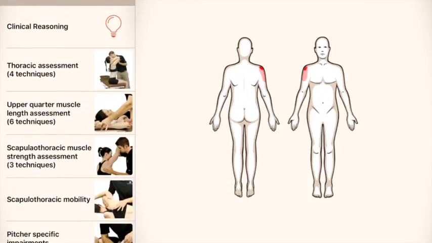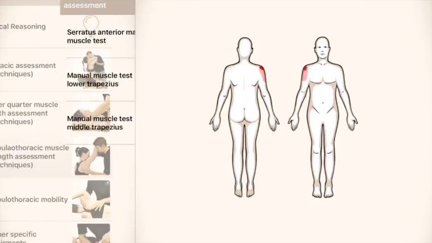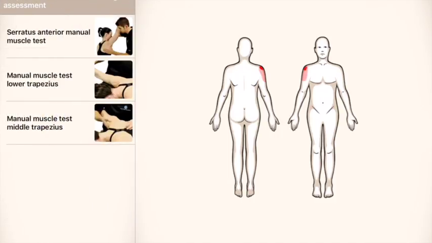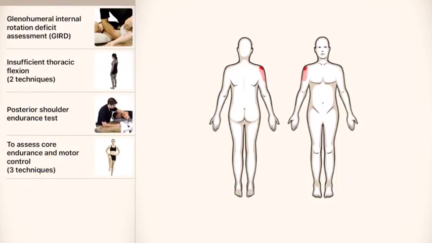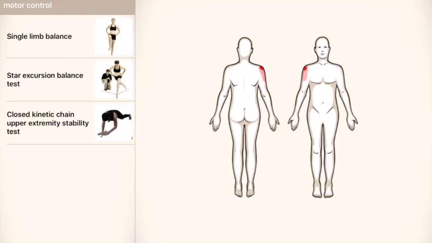And then we have some scapulothoracic mobility issues, some scapulothoracic muscle weaknesses that we'd want to assess that are well established in the literature as contributors, or actually found in people with this type of problem. And so we also added in some picture-specific impairments like GERD, posterior shoulder endurance test, some core endurance and motor control tests that are useful for your high-level athletes.